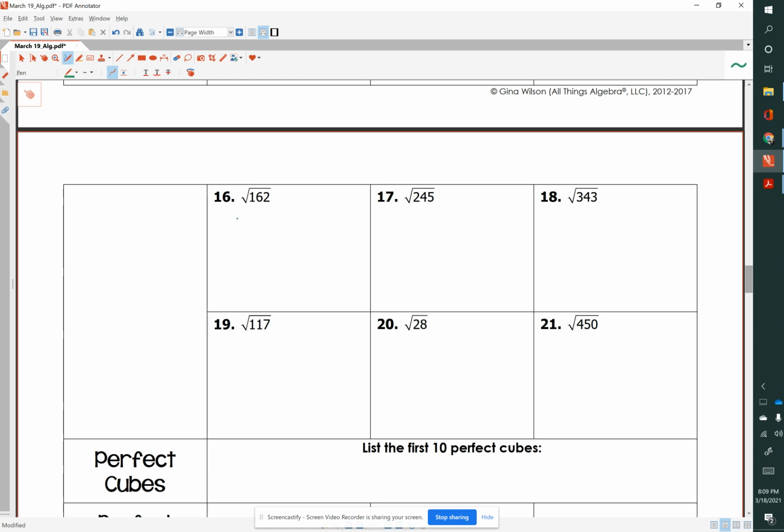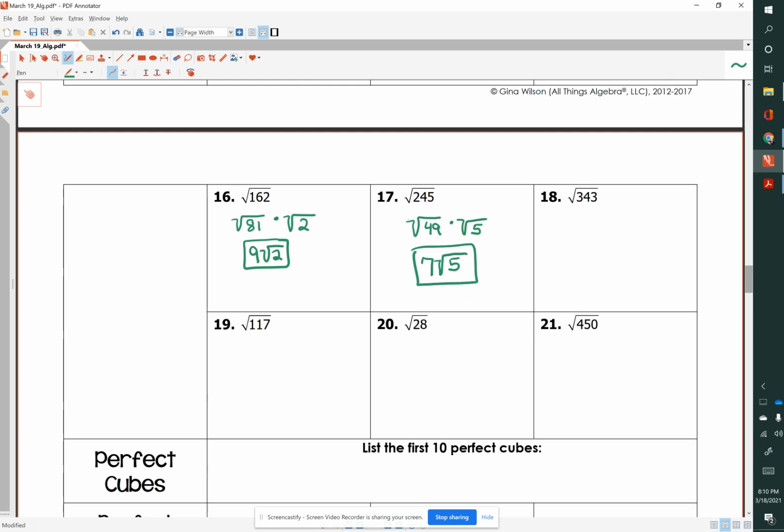So 162 is 81 times 2. 81 is a perfect square, so that would be the square root of 81 times the square root of 2. And the square root of 81 is 9. So we pull that out and multiply it times the square root of 2 for a final answer. 245 can be thought of as 49 times 5. So that would be the square root of 49 times the square root of 5. And the square root of 49, which is a perfect square, is 7. So we would just write 7 times the square root of 5.